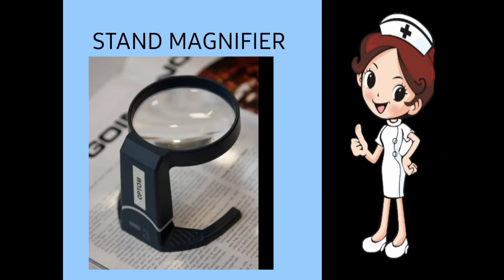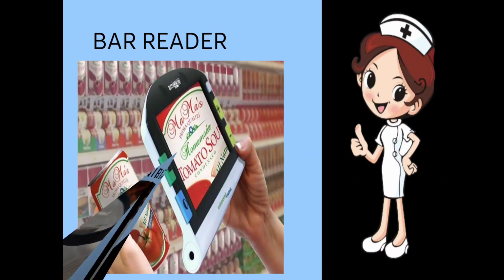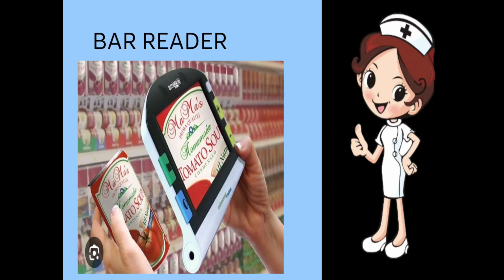Now there is no need to hold it. A stand is given here, so we will rotate it, or we will drag it where we need to read the print. This one is the stand magnifier, there is no need to hold it. Next one is the bar reader. If you are going shopping, then this is the bar reader. You can read everything which is written in small print by using a bar reader.